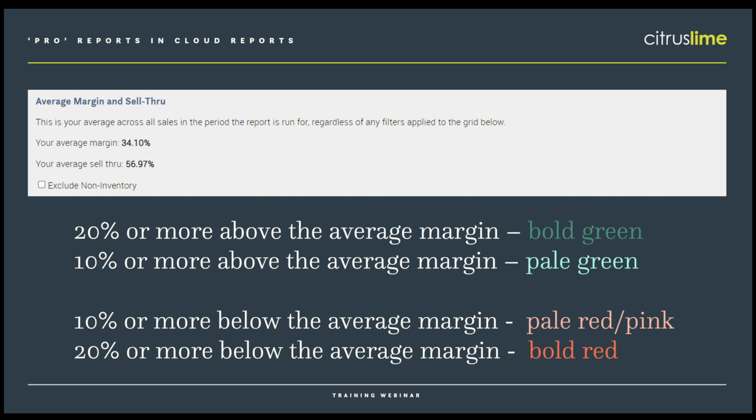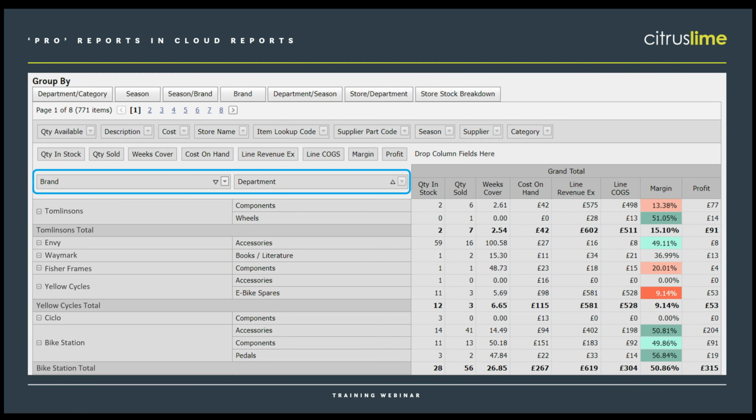Okay, so let's take a look at the report data. We'll begin by understanding how the table is organised. By default, this report is grouped by brand and then by department, as the title suggests. Those brands and departments are all listed down the left-hand side of the table.